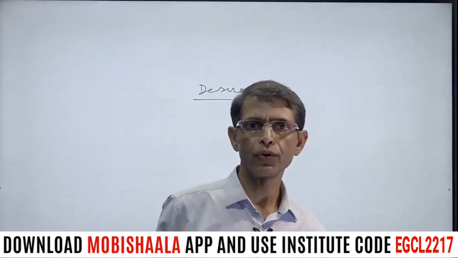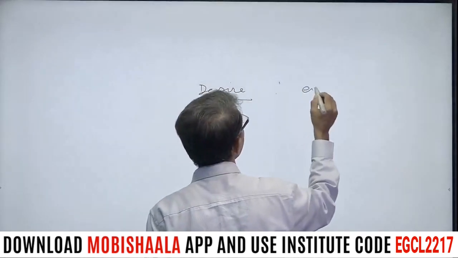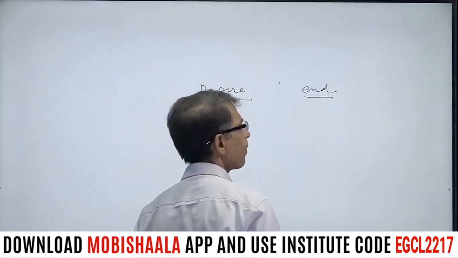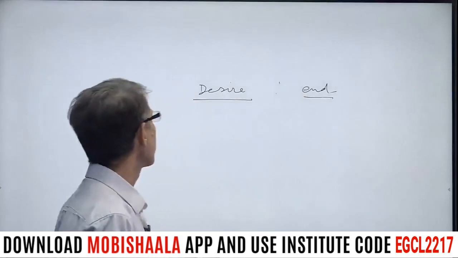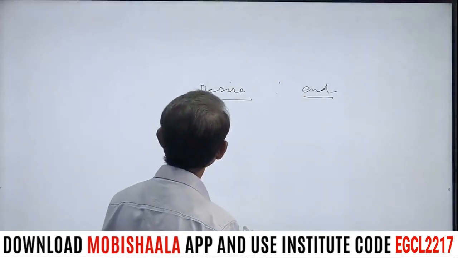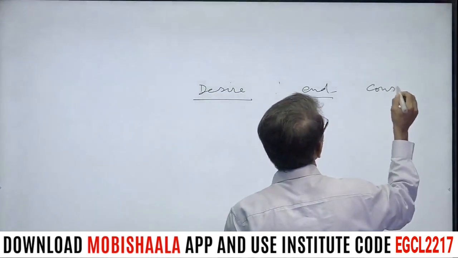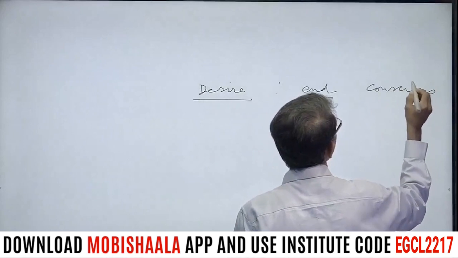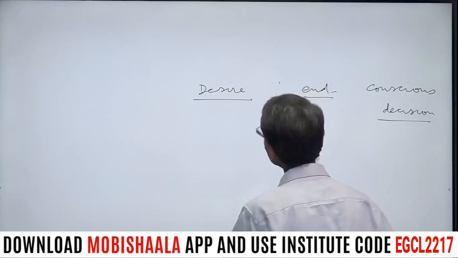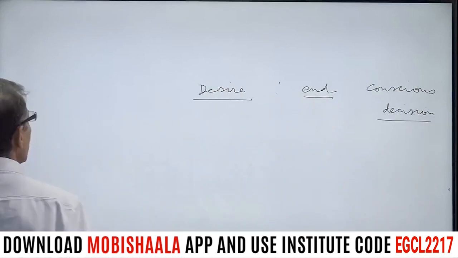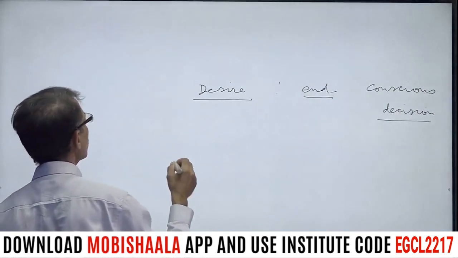Desire is a mental process. But the first thing: desire has a certain end, a certain definite end, and it is a conscious decision. And this desire has three aspects. What are these three aspects?